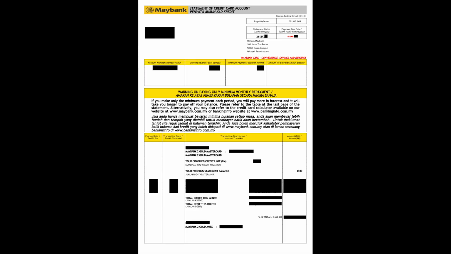So this sample credit card statement is by Maybank. In other credit card statements by other banks, the credit card terms should be about the same, just that the format and layout will be slightly different.